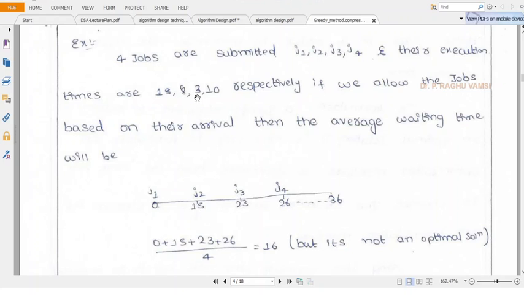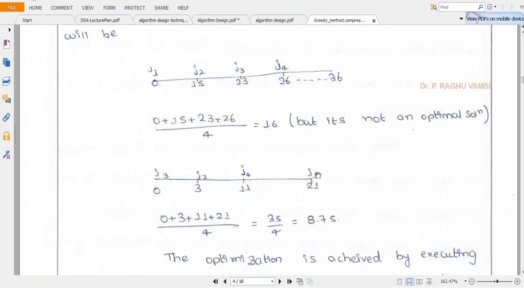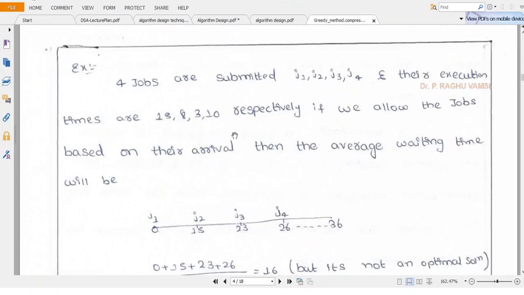Next job has to wait for 3 time units, 23 plus 3, 26. Then J4 will be executed, and it will be executed for 10 time units, that is 36. So average waiting time of these jobs is 0 plus 15 plus 23 plus 26 by 4, because 4 jobs are there. So 16 time units on an average, every job has to wait for its execution.